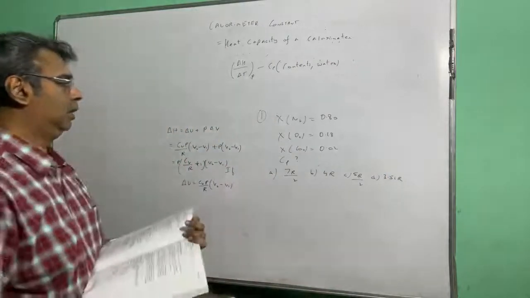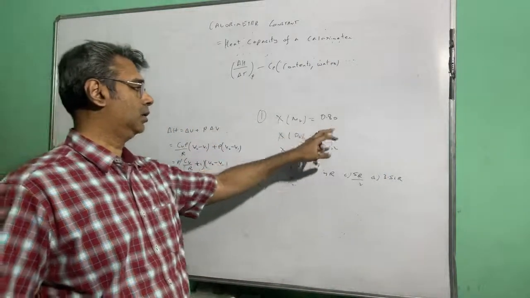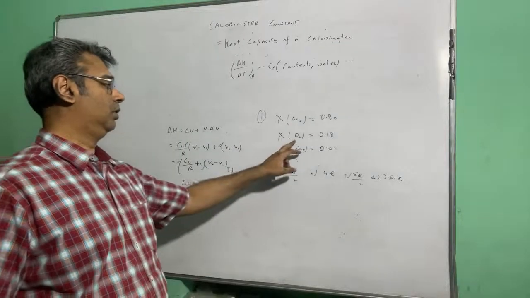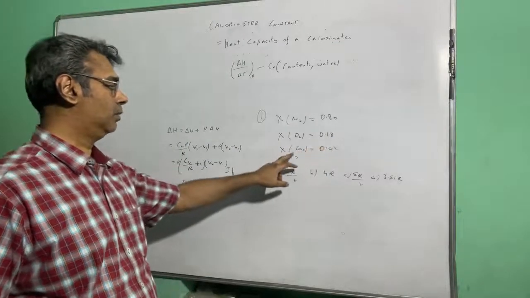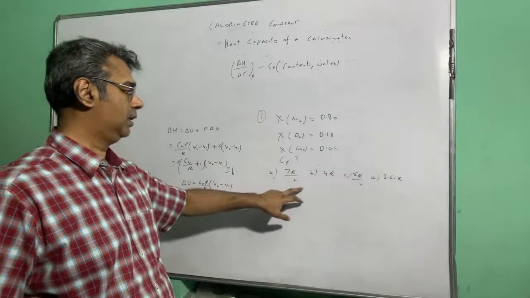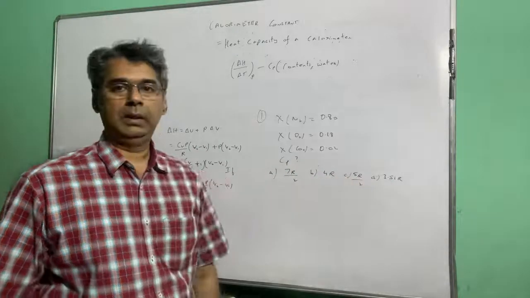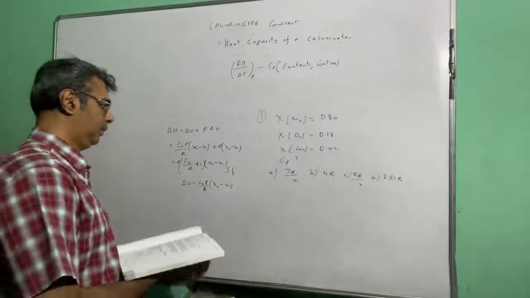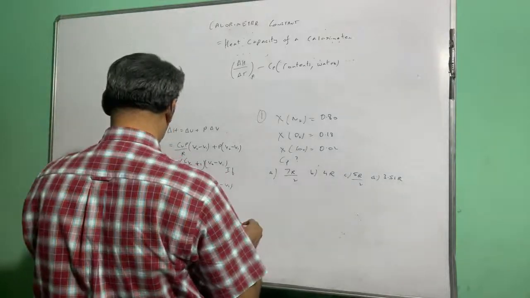Okay, question number 1. The mole fraction of nitrogen is 0.8, mole fraction of oxygen is 0.18, mole fraction of CO2 is 0.02. What is the Cp for the mixture? Options are 7R/2, 4R, 5R/2 and 3.51R.